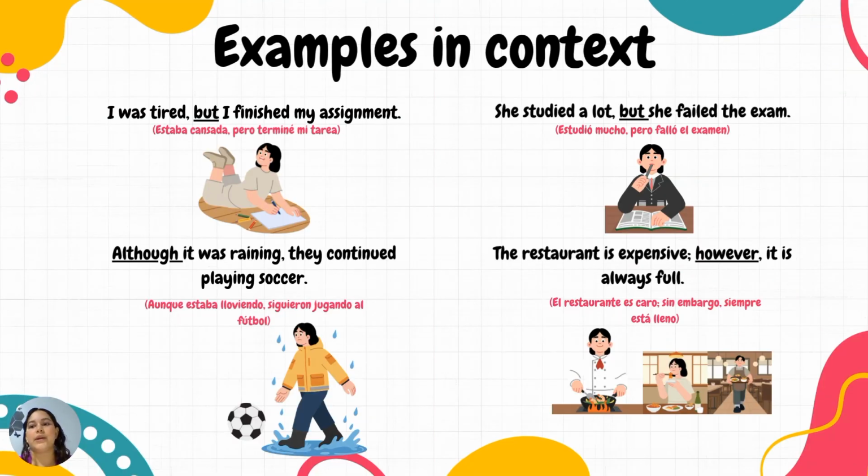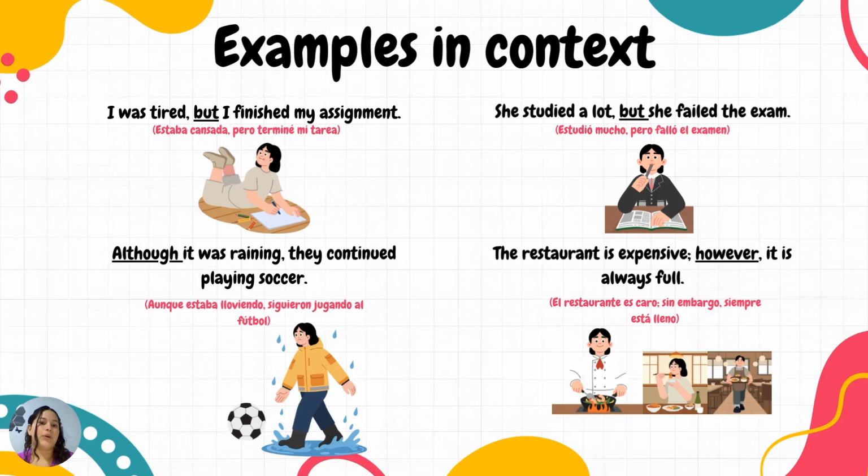Let's begin with a simple example. I was tired, but I finished my assignment. In this sentence, we observe a contrast between expectation and reality. Normally, if someone is tired, we expect him to stop working. However, in this case, the person continues and completes the task.